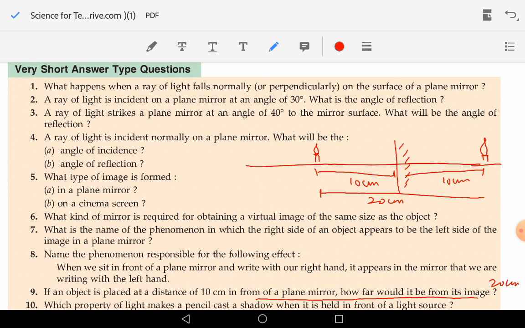Now question number 10: which property of light makes a pencil cast a shadow when it is held in front of a light source? We all know that if light is falling on a pencil, and the pencil is an opaque object, its shadow will be formed. Now what is the reason for the formation of a shadow? A simple reason, that light always travels along a straight path, right? So this is the answer to the 10th question.